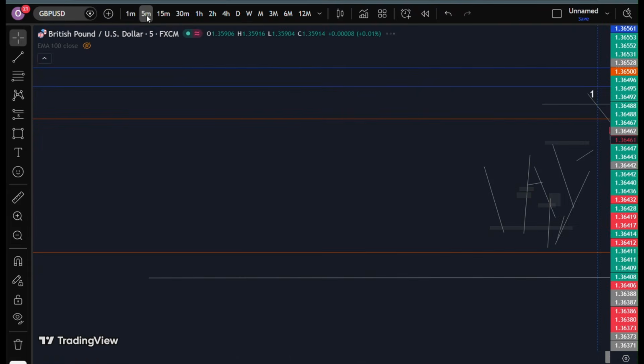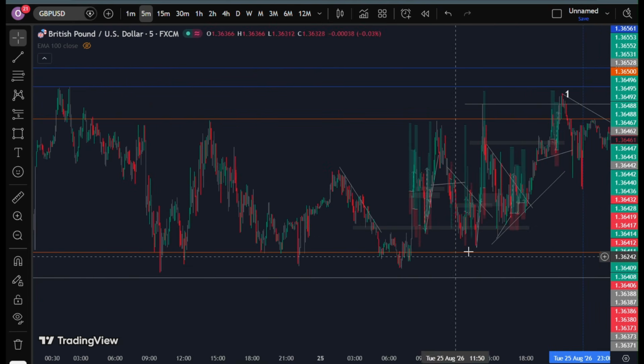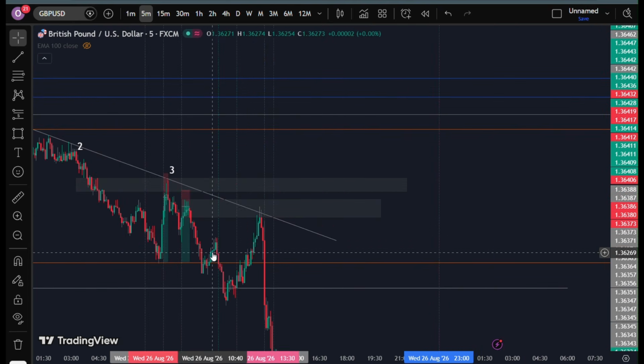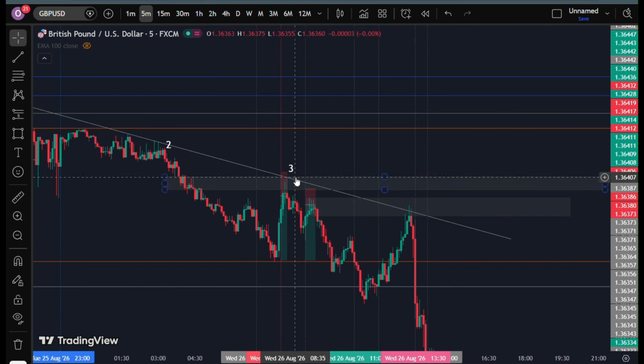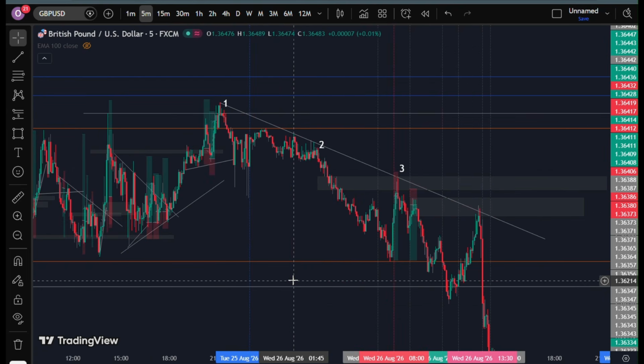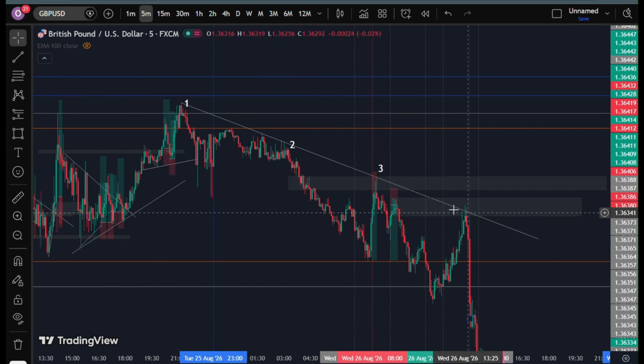So what did the market do? Let's go to the 5 minutes. The market became less volatile again. This market was just moving so slow. It became less volatile around this region again. What did we do when we saw this short? We took another shot around here. This is the fourth touch of the line.